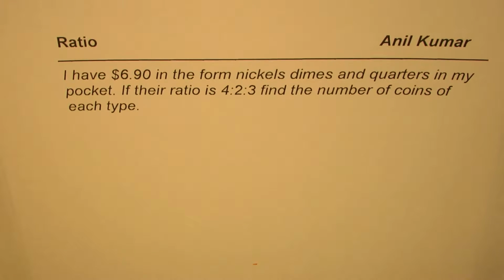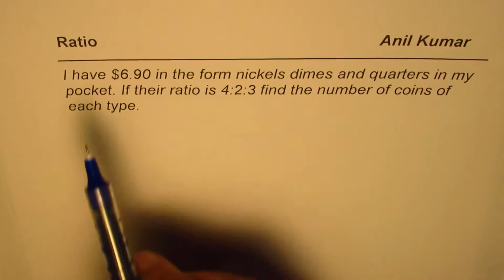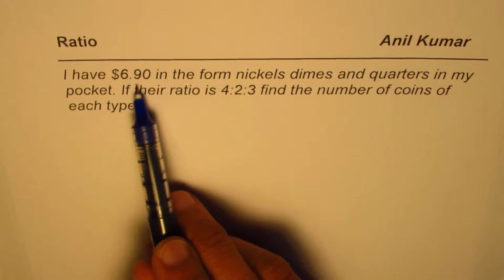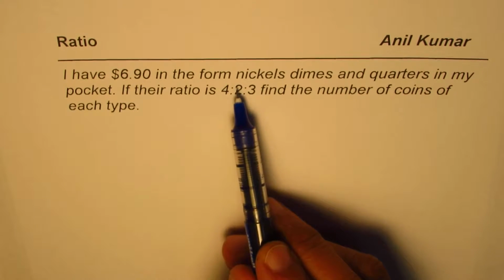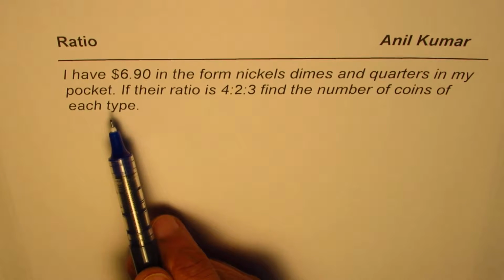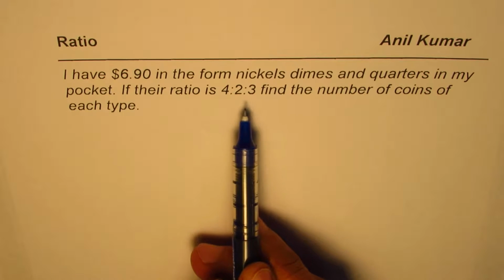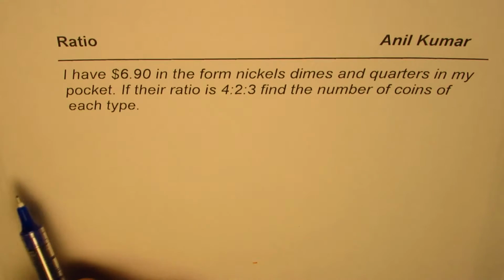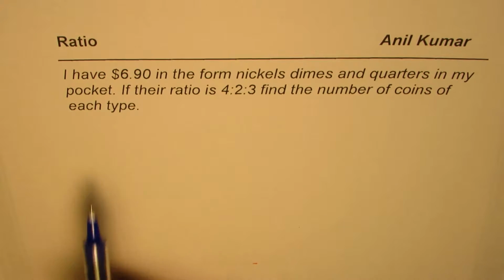I'm Anil Kumar, and here is a very interesting question on ratios. I have $6 and 90 cents in the form of nickels, dimes, and quarters in my pocket. If the ratio is 4:2:3, find the number of coins of each type.